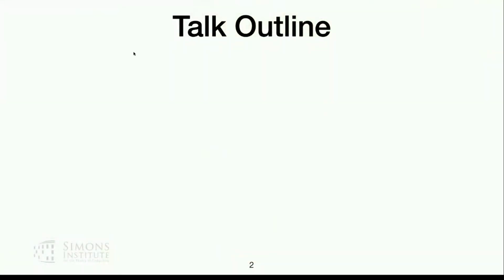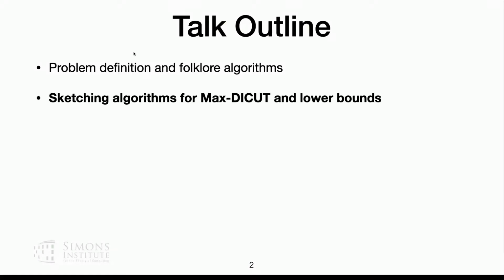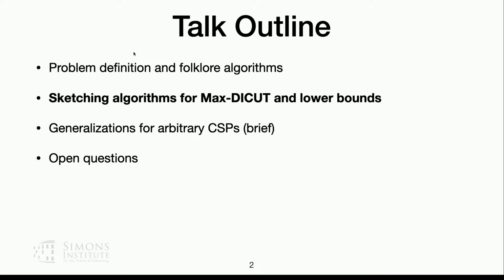Right, let's get started. Here's the talk outline. First, I'll go over the problem definition and folklore algorithms. The main bulk of the talk will be on sketching algorithms for Max-DICUT and the related lower bounds. Then, if there's time, I'll also talk about generalizations for arbitrary CSPs. And finally, I'll conclude with some open questions.